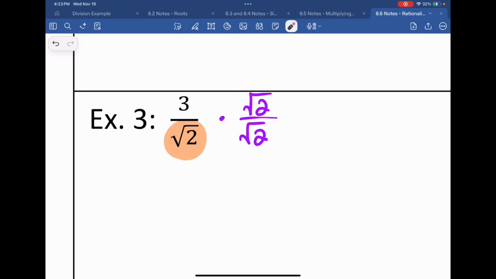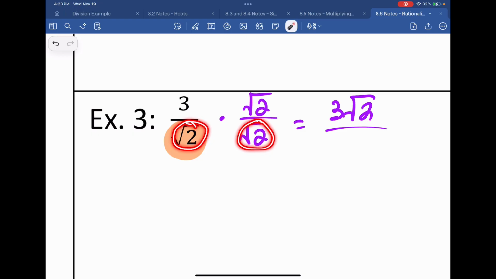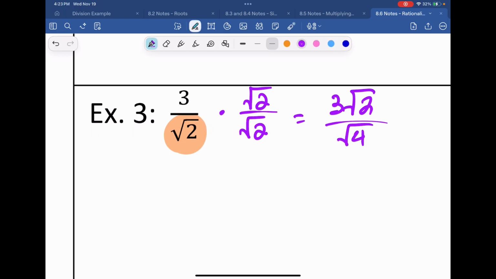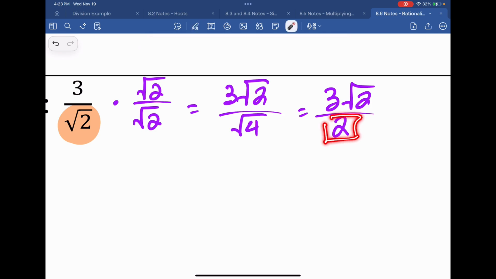Okay, so when I multiply a 3 by the root 2, that's 3 root 2. When I multiply a root by itself, okay, that's root 4. Well, what is the square root of 4? Okay, it's 2. So as long as you don't have a radical in the bottom of your fraction, you are good to go.